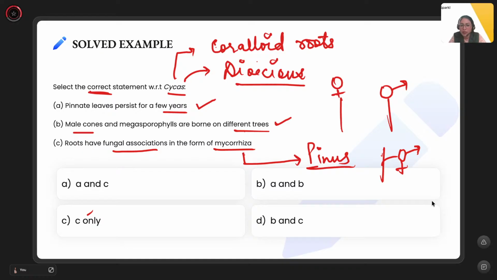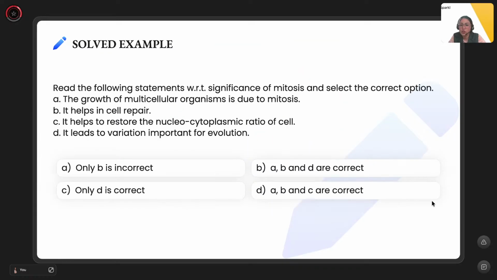Mycorrhizal roots, beta, help in phosphorus absorption. Clear? So what will be the correct option here? Tell me. A and B are correct. So the correct option here would be option B. Clear? Let us move on to the next question.